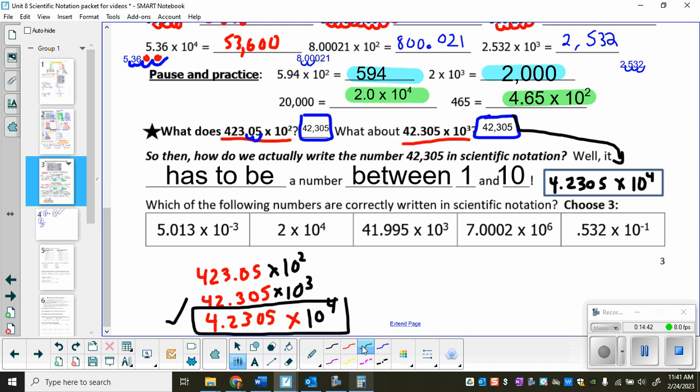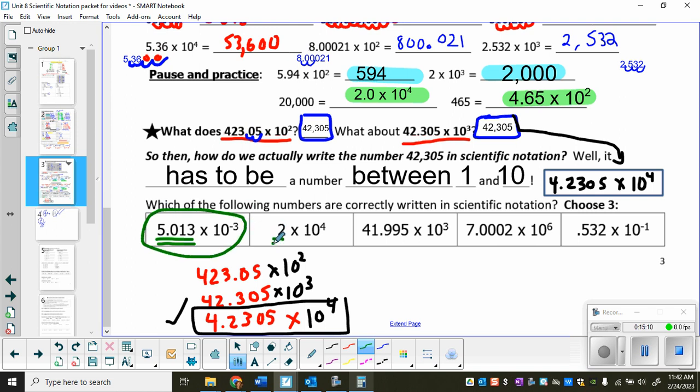The last part of this video for today, y'all, is to identify real quick, if I give you these 5 numbers, which of these are actually correctly written in scientific notation, meaning you see a number between 1 and 10 times 10 to the negative 3 or 10 to the 4th or whatever. So is this right here a number between 1 and 10? Is 5 between 1 and 10? It sure is, so this one works.